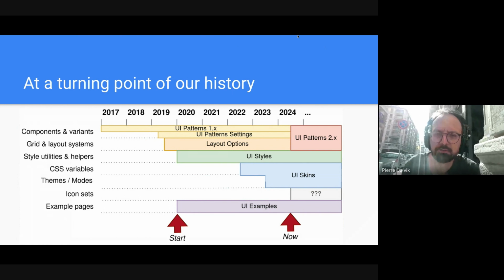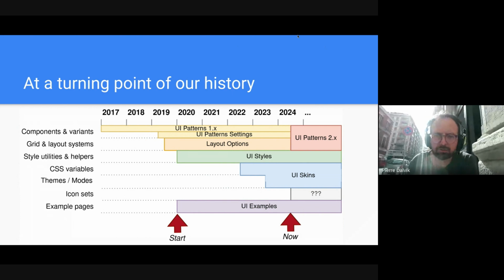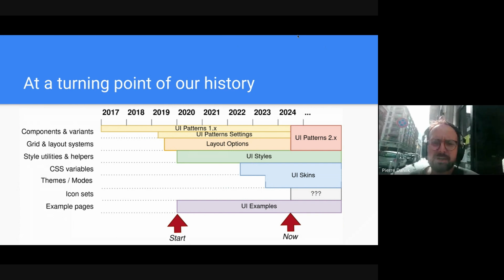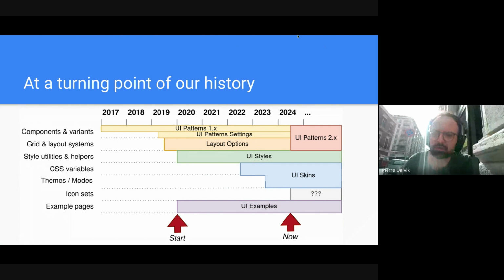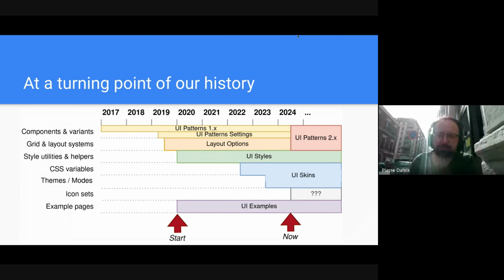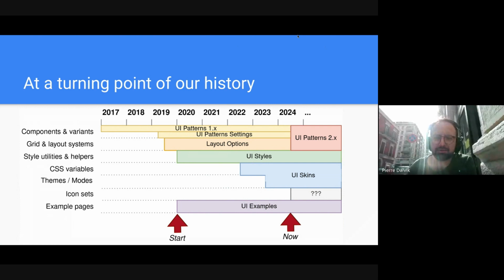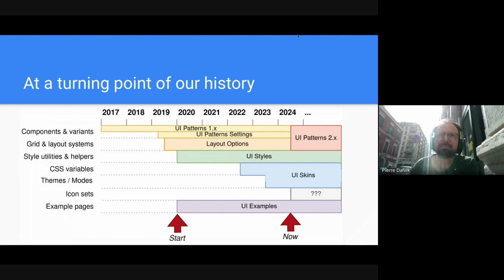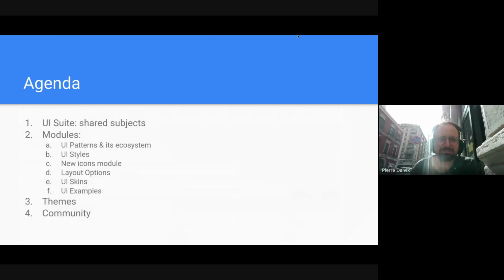Also, we are working very hard on UI Pattern 2, which will be based on SDC. UI Pattern 2 will be the replacement of UI Pattern and UI Pattern Settings, but also the replacement of Layout Option. So it will be a big deal for us. At the end of the year, we will still have 5 modules, but not the same 5 modules. Some questions about this? Great. So let's do the meeting as usual.